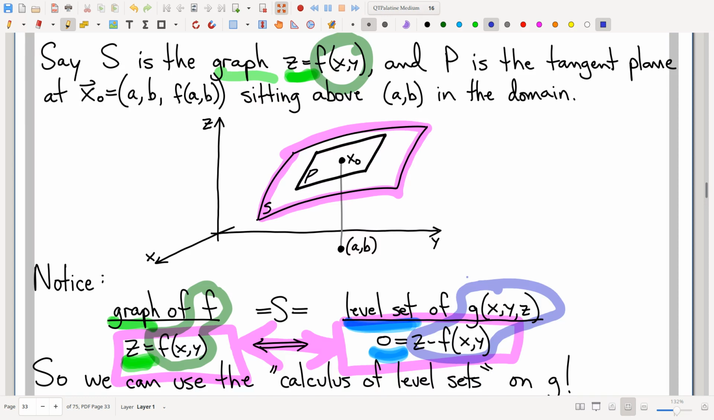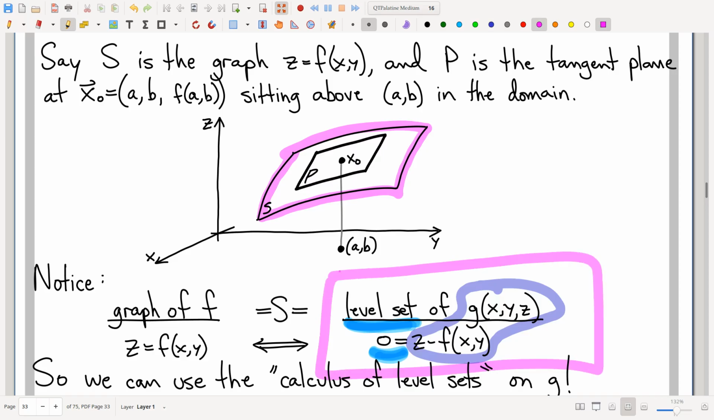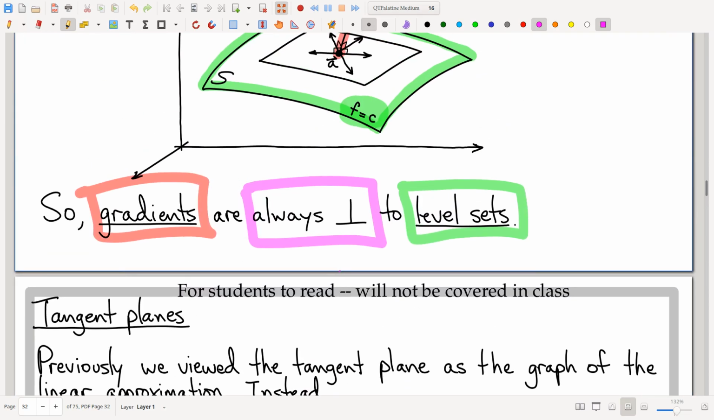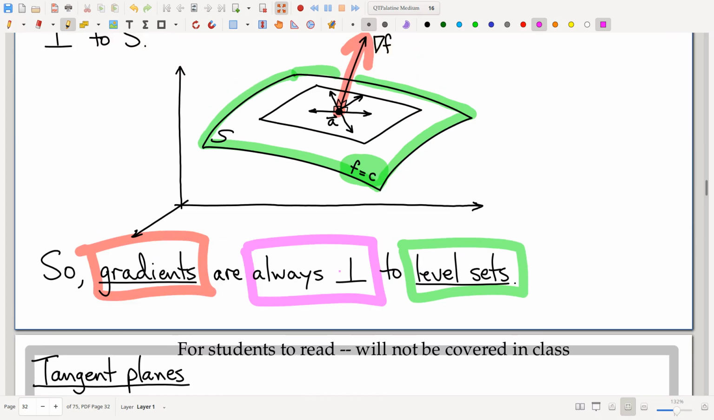So having done that, forget about all this f stuff. I don't even want to think about this surface anymore as being a graph. I want to think about this as being a level set. And the reason why is this calculus of level sets is perfect. It's exactly what I need. I've got a theorem here that says if you're looking at a level set of a function, all you got to do is take the gradient of that function, and that'll be your perpendicular vector.